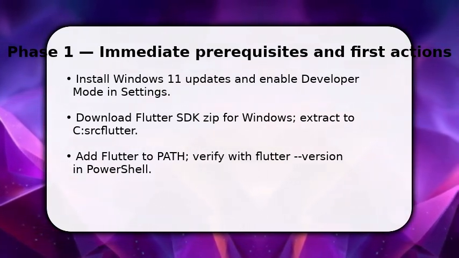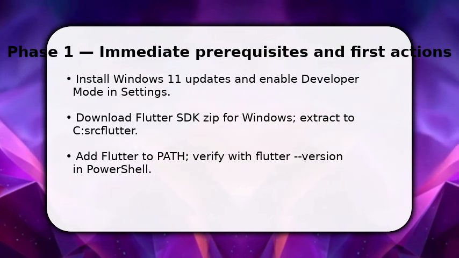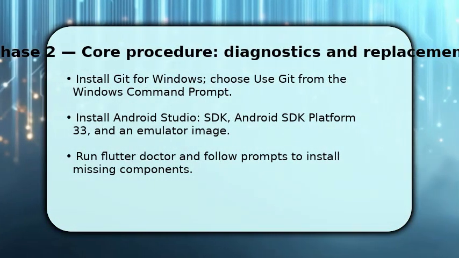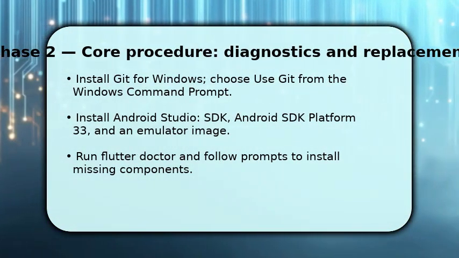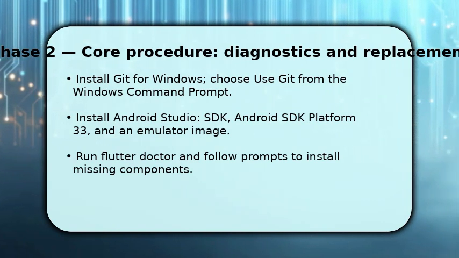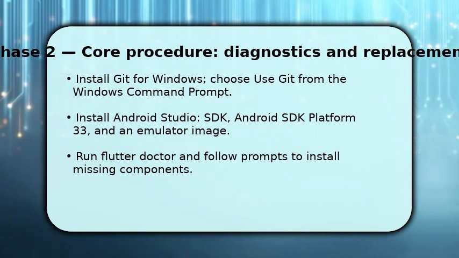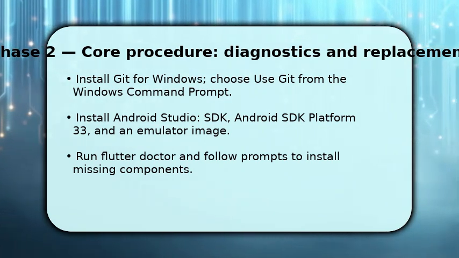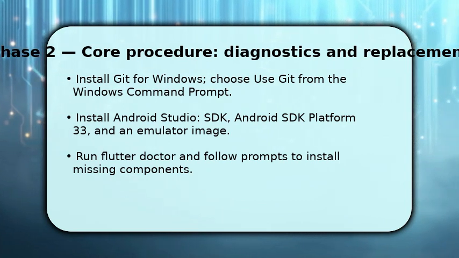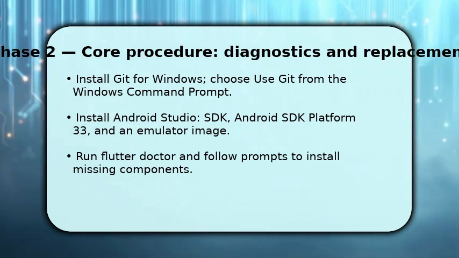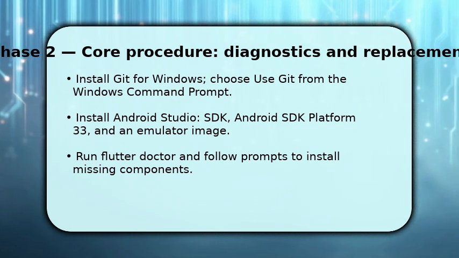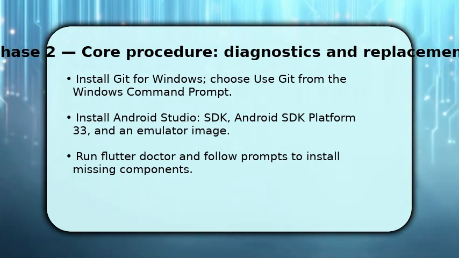If the command runs, you know the basic environment is working, and you can now install required tools so Flutter can build apps. First, install Git for Windows and allow using it from the Windows command prompt, because Flutter uses Git internally. Next, install Android Studio, then from SDK Manager get SDK Platform 33 and an Android emulator image. These provide the Android toolchain.